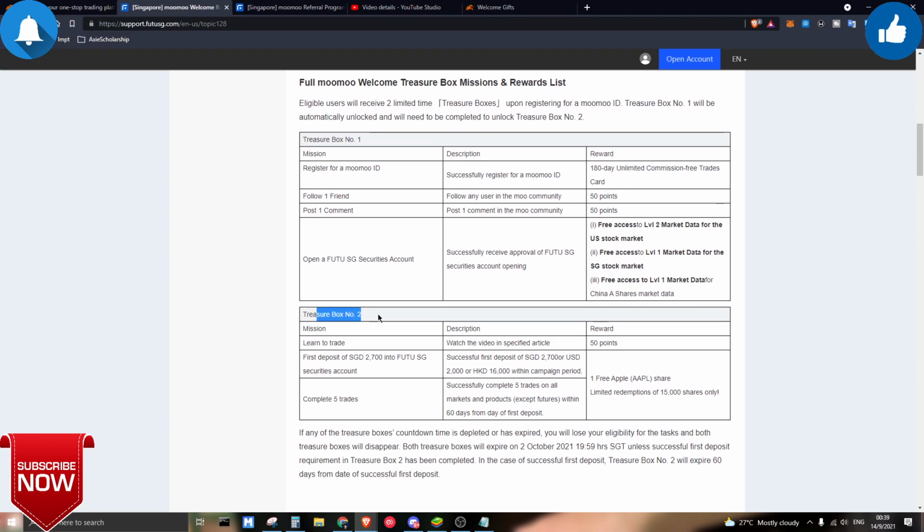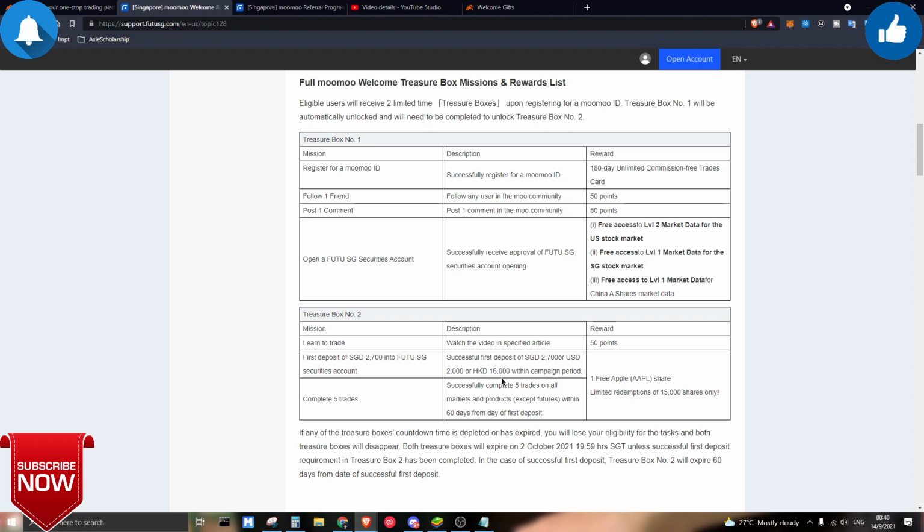Yep, so over here the treasure box, basically they have two treasure boxes. One of them is very simple: you can get points, and from there you can redeem their merchandise and of course some other freebies. And for treasure box 2 itself, it is very simple: you will need to learn how to trade, get 50 points, and this is going to help you get the free Apple stock itself.